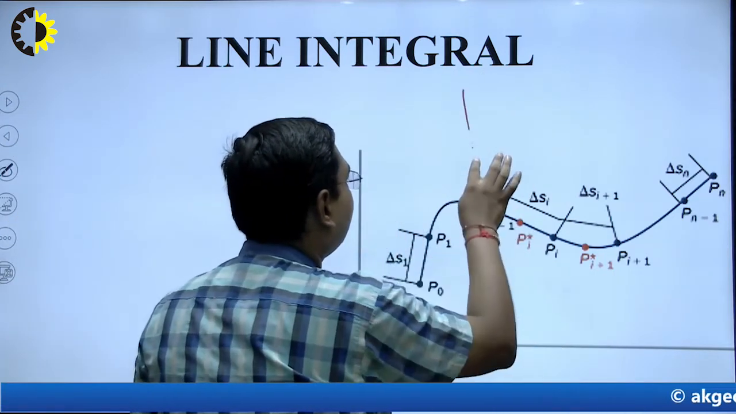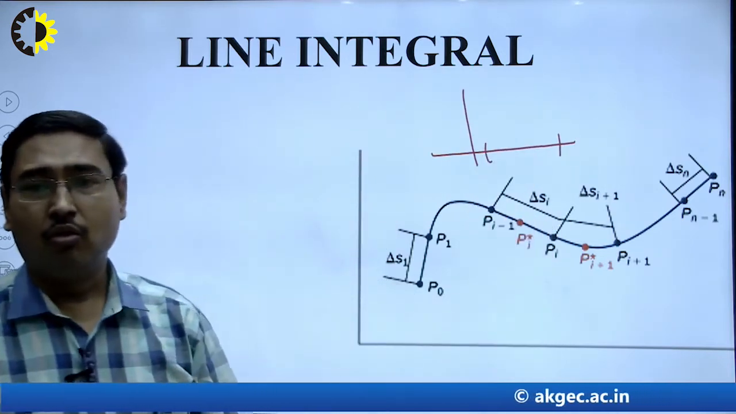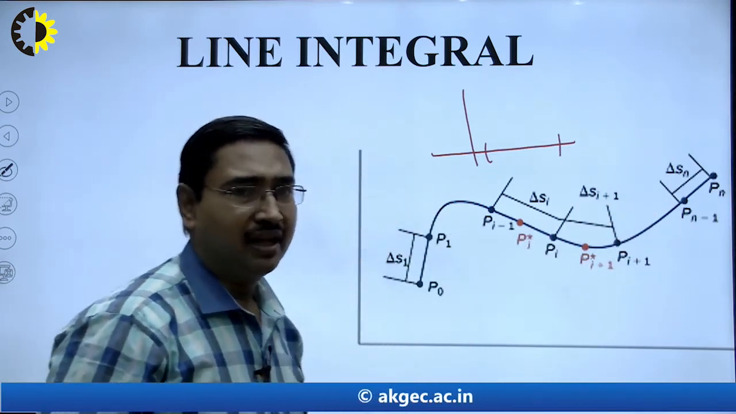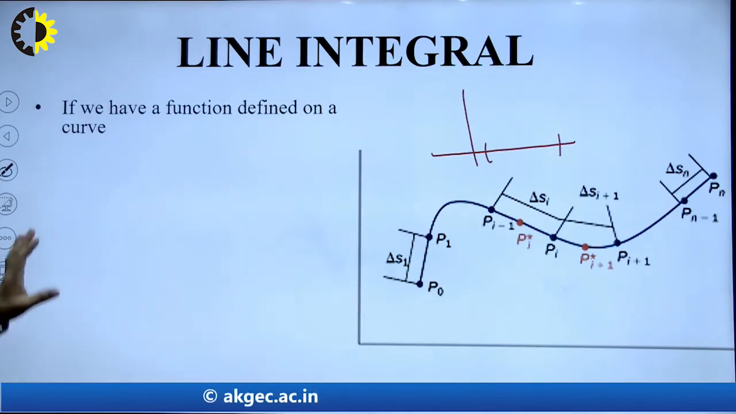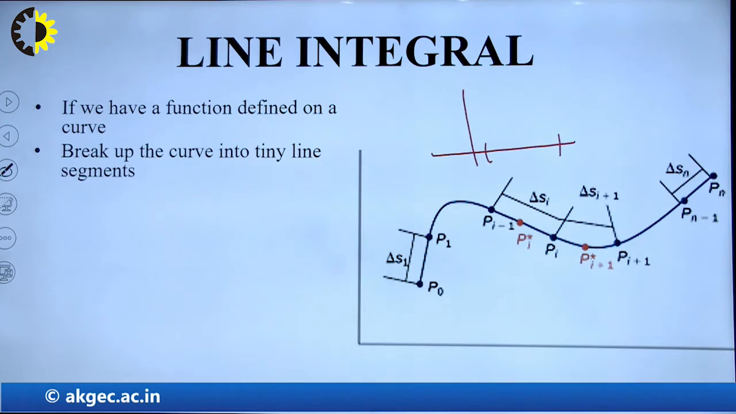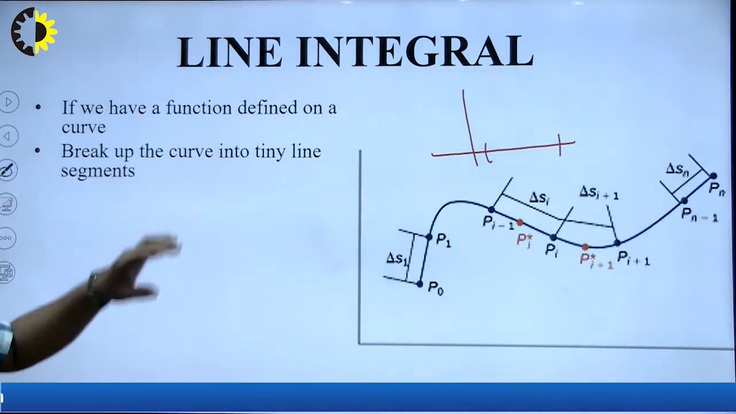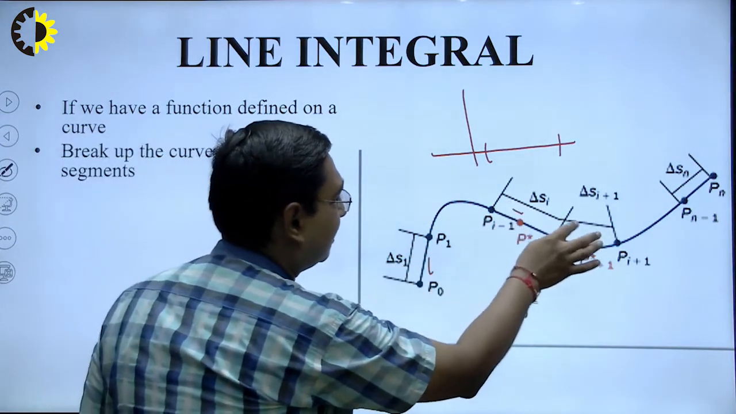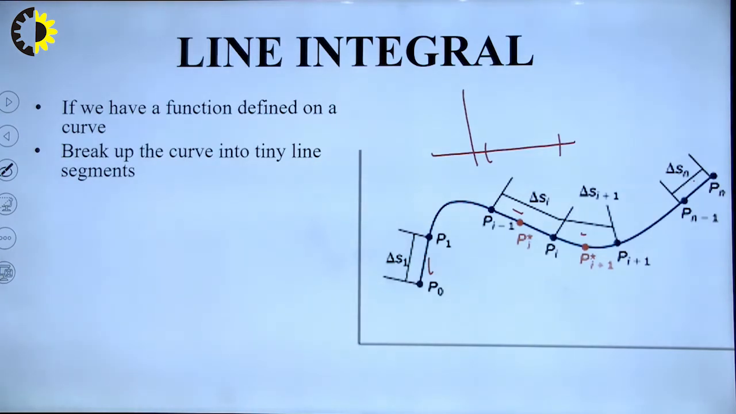Actually in the usual definite integral, we are calculating the integral over the x-axis. Here it can be any curve in a plane or even in space. If we have a function defined on a curve, then to find the line integral, break up the curve into tiny line segments. These are small line segments, into all of which the curve is broken.